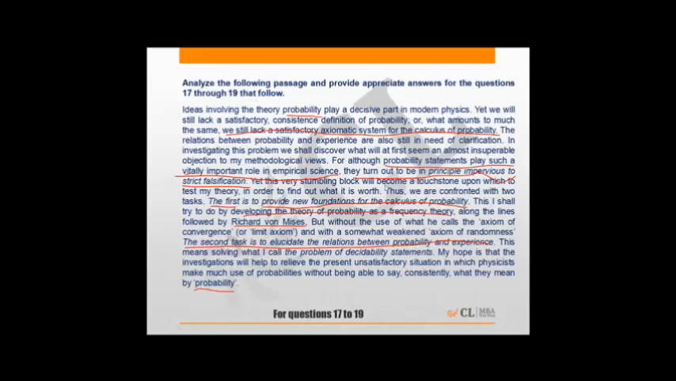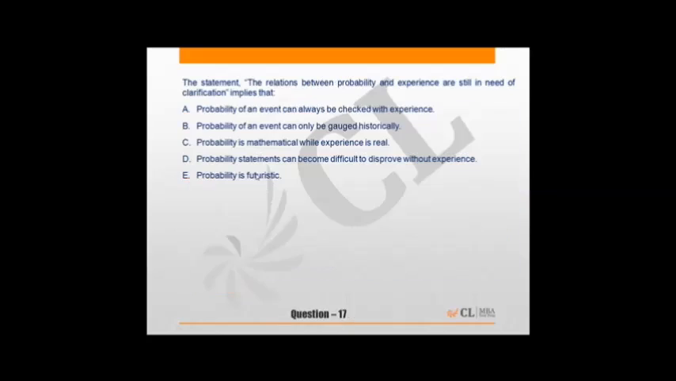What does it imply? The passage states that the relations between probability and experience are in need of clarification because probability cannot be falsified before experience or without experience, which is given in option D, and hence option D is the correct answer. Option A says the probability of an event can always be checked with experience. This word always renders this option incorrect. Option B says the probability of an event can only be gauged historically, completely out of context. Probability is mathematical while experience is real. This is also unrelated. E says probability is futuristic. This has got nothing to do with experience, and hence the answer to this question is option D.